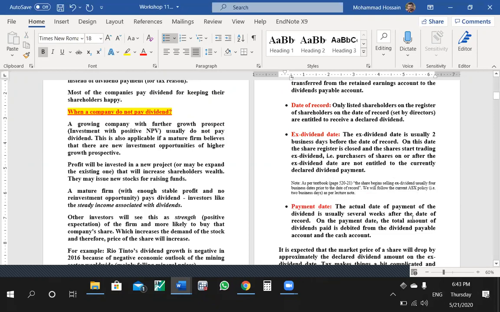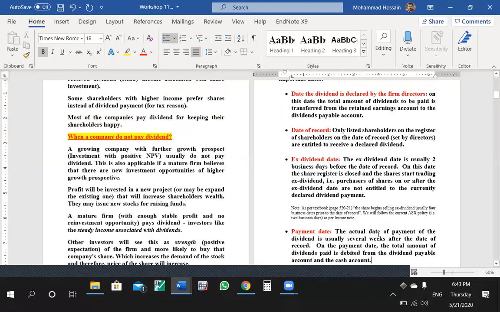The actual date of payment of the dividend is usually several weeks after the date of record. On the payment day, the total amount of dividend paid is debited from the dividend payable account and credited to the cash account. So what happens in this case?